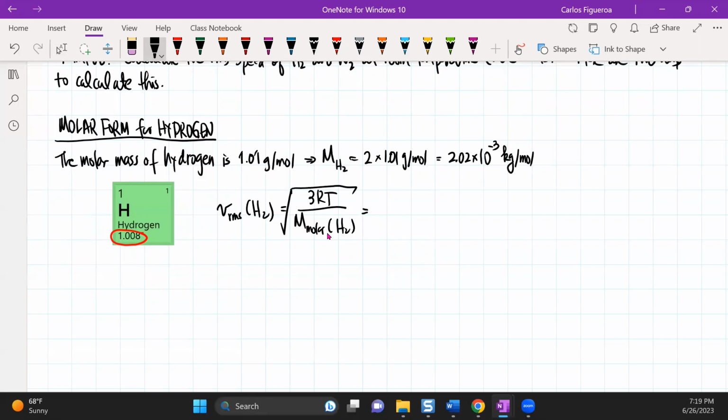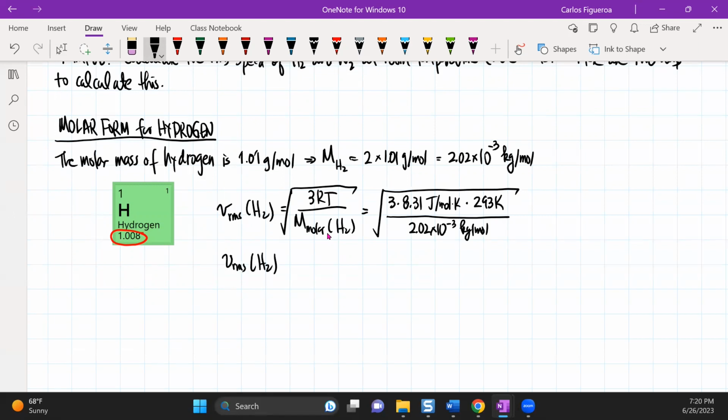Remember, I said this was at room temperature, so this is going to be 3 times 8.31 joules per mole Kelvin, times room temperature, which is 293 K, and then I'm going to divide by 2.02 times 10 to the minus 3 kilograms per mole, and then take the square root of this. So when I do that, here's what I get. I get that the RMS of hydrogen 2 is 1906 meters per second.